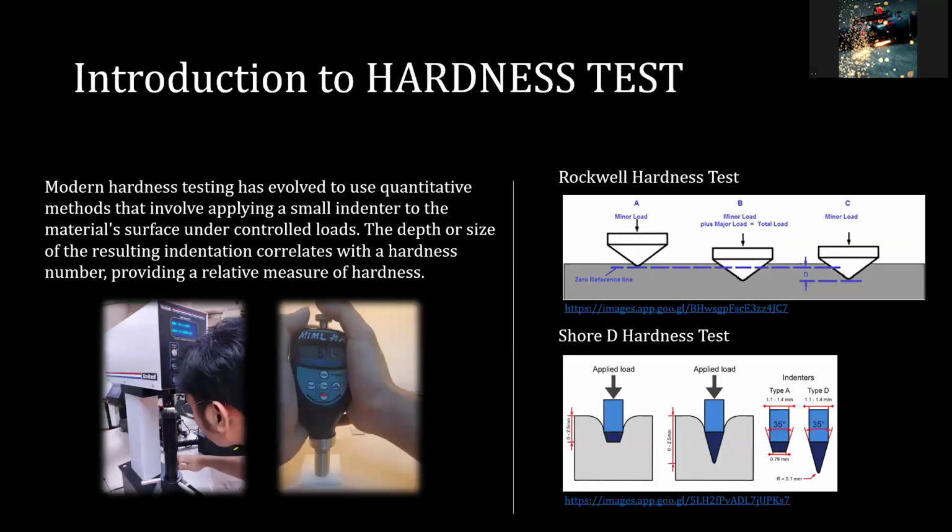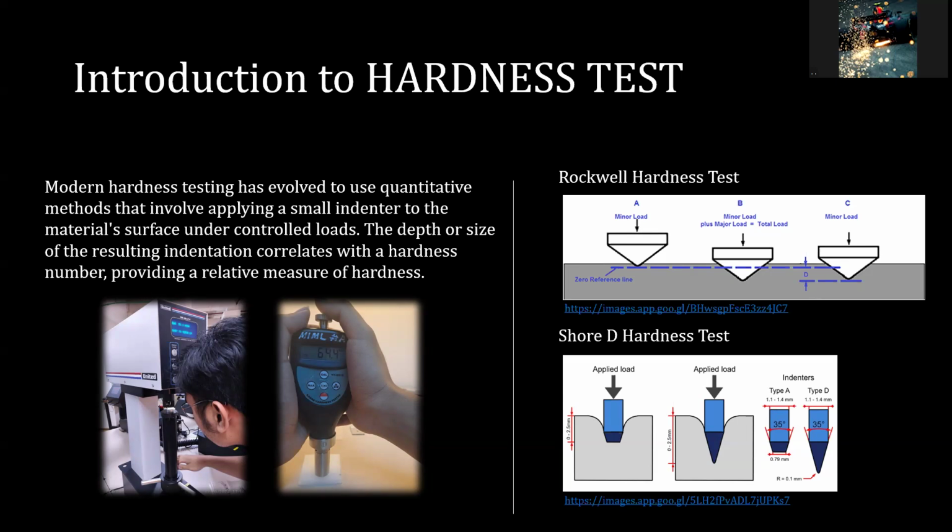Hardness is a key mechanical property that measures a material's resistance to localized plastic deformation, such as dents or scratches. Historically, hardness tests were based on the ability of one material to scratch another, leading to the development of qualitative scales like the Mohs scale, ranging from talc, the softest, to diamond, the hardest. Today, hardness testing uses quantitative methods where an indenter is pressed into a material surface under controlled loads, and the depth of indentation is measured to determine hardness.